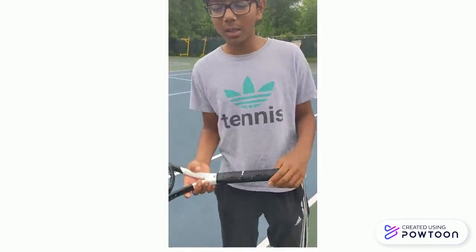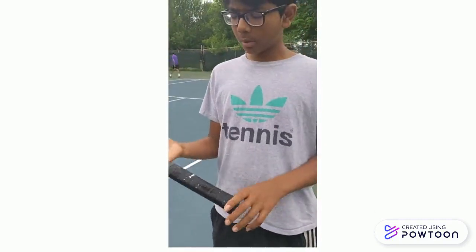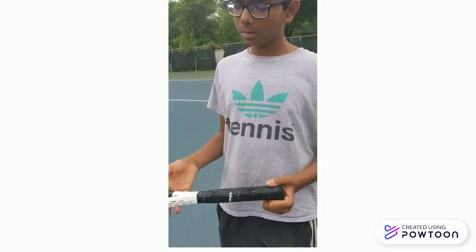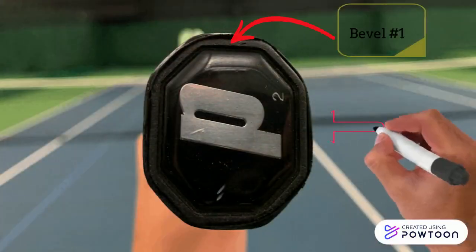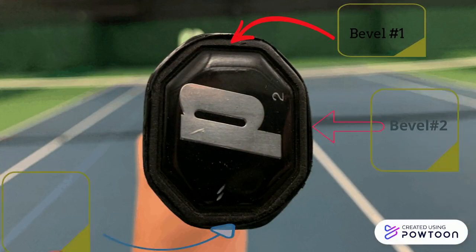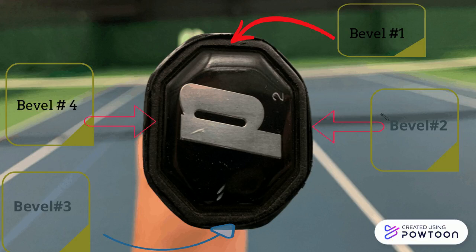So the grip to the forehand is fairly simple. We're going to divide the handle of the racket into four levels. Level 1, level 2, level 3, level 4. Right? So we're going 1, 2, 3, 4 this way. And you're going to use your dominant hand to hit this shot.